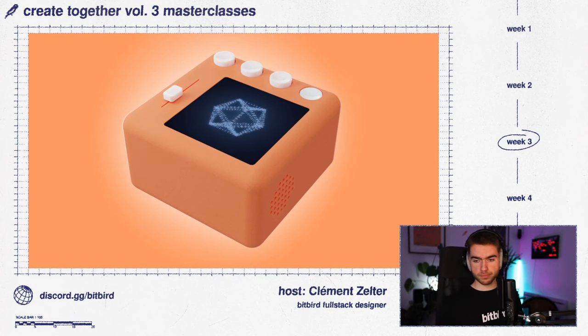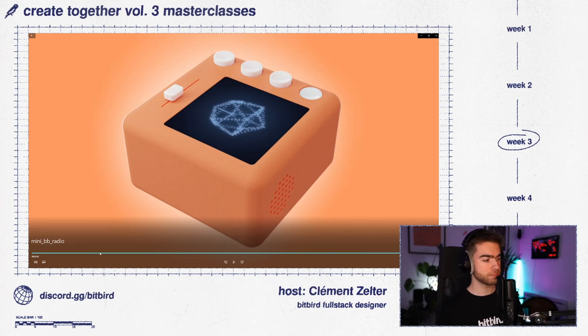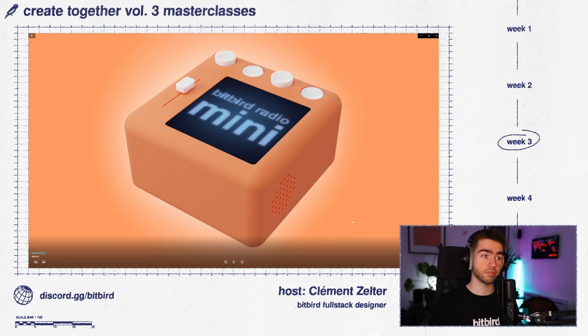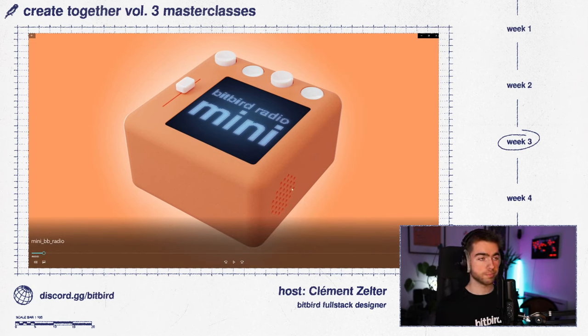And I'm back. All right, so what you just saw is the very freshly made Bitbird Mini Visualizer. I made this one just for this masterclass event. So we are going to replicate the Bitbird radio effect, but in this very tiny format. As you can see, it consists of two big parts. We have first the 3D object here, which is why we are going to go into Blender in a few minutes. And we also have the screen part and all the other compositing part, which are made in After Effects.